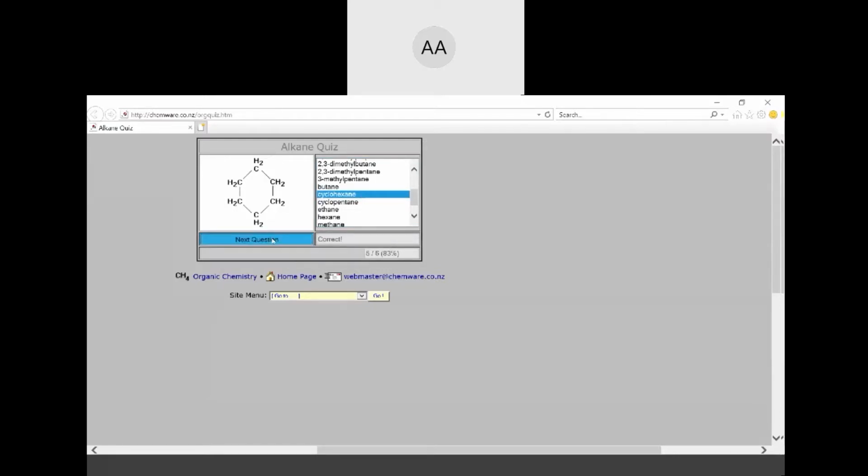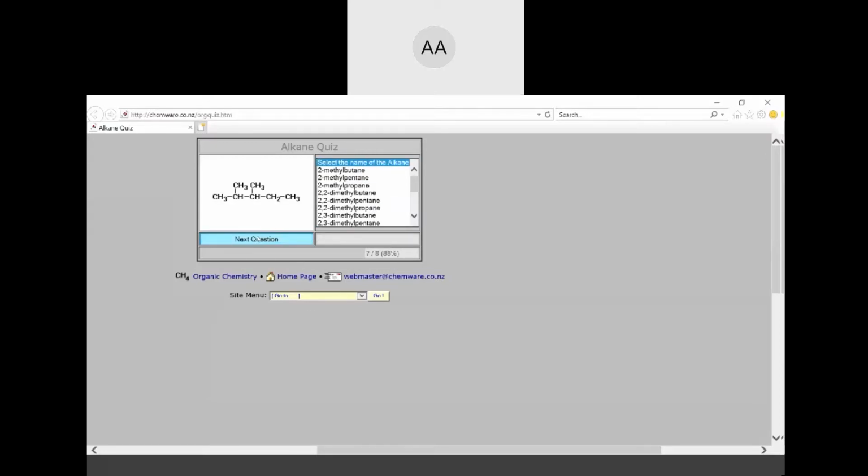Okay, another straight chain. You're saying 2-methylbutane. Are you sure? Let's have a look. Well done. Excellent. Straight chain again. No branches. Let's look for the answers. You think it's butane? Well done. Looks like this revision was working.